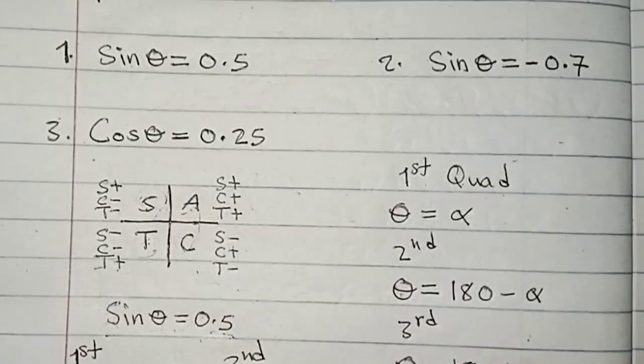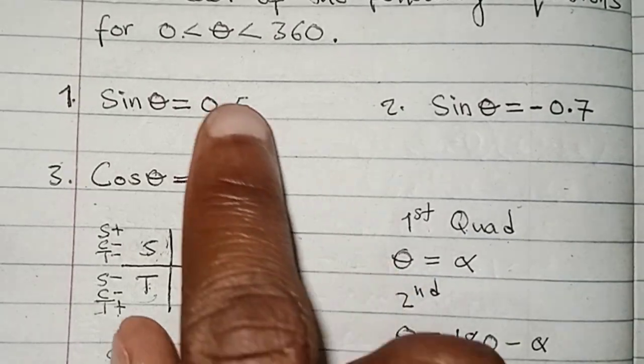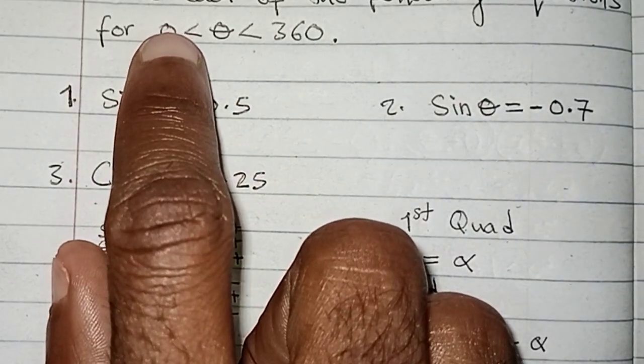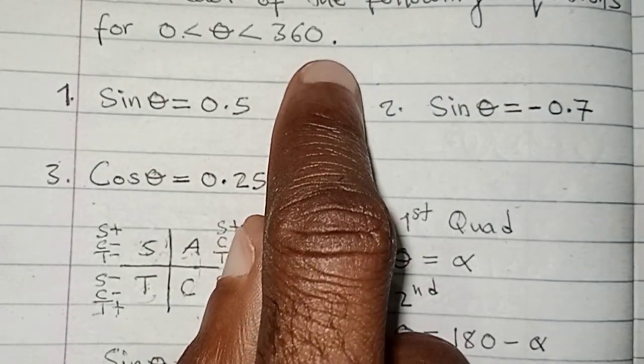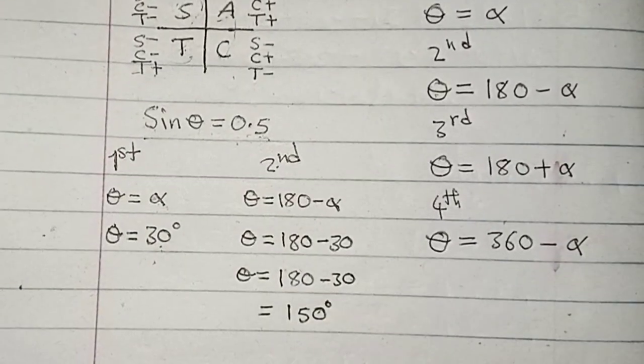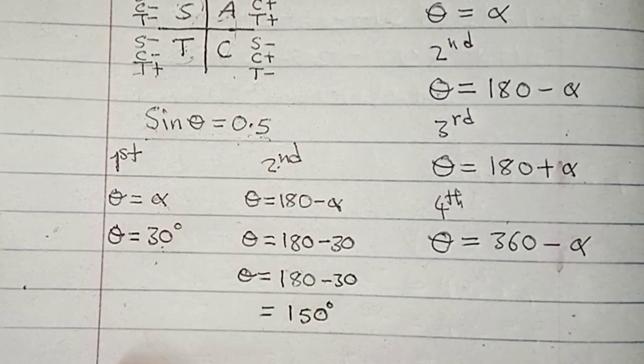You can verify from the statement here, there was a restriction that the answers that we should get must be between 0 degrees and 360 degrees. Indeed, 30 is between 0 degrees and 360 degrees.